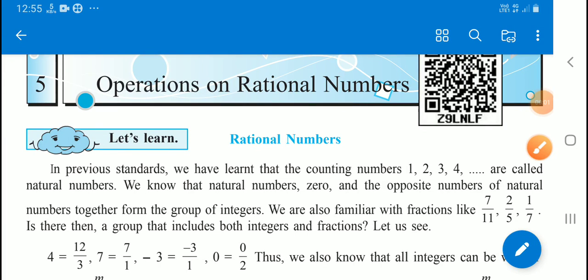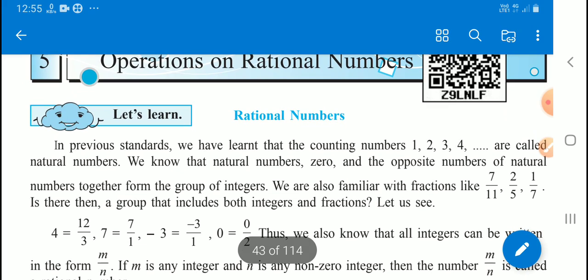Students, today we will see the fifth topic from your book, that is operations on rational numbers. Before doing the operations on rational numbers, first you should know what is meant by rational numbers.